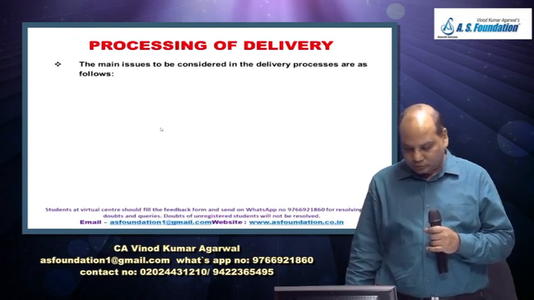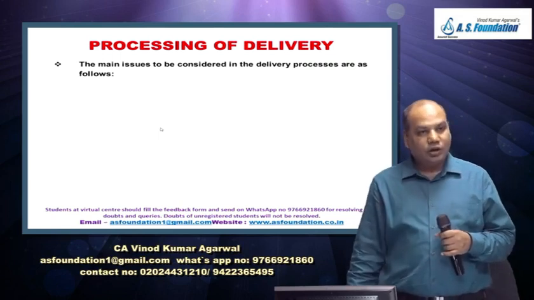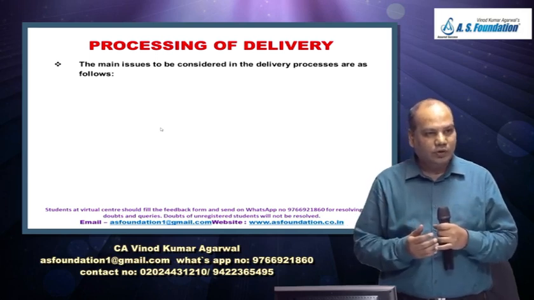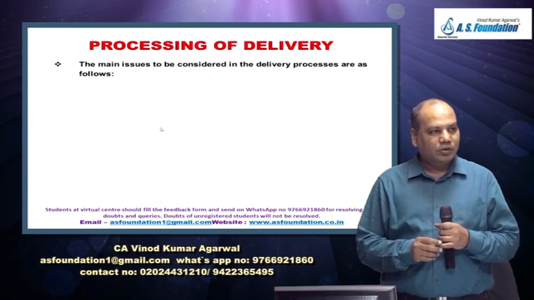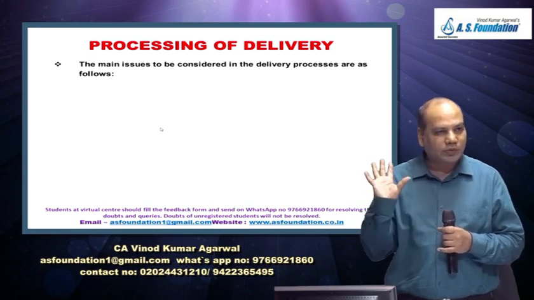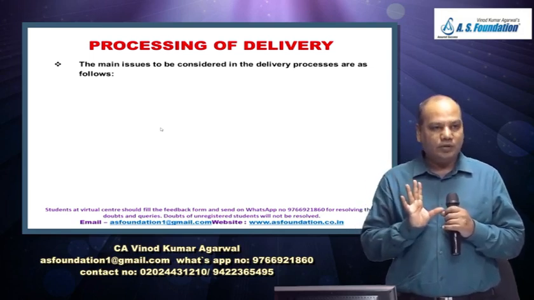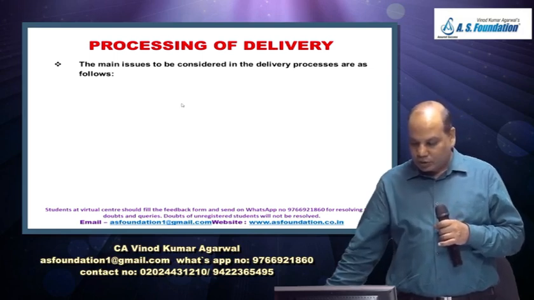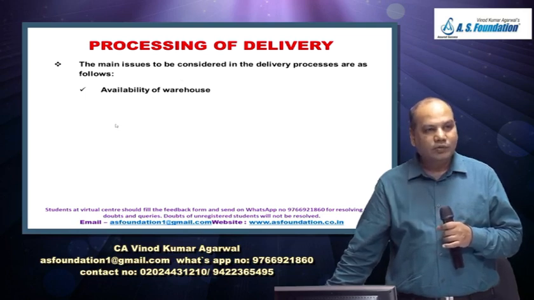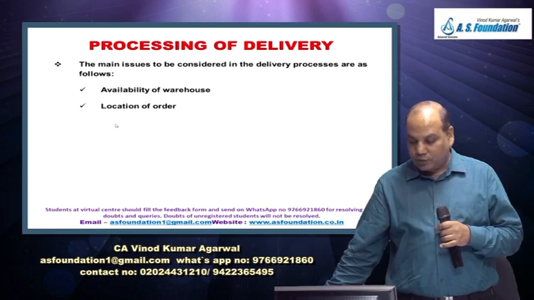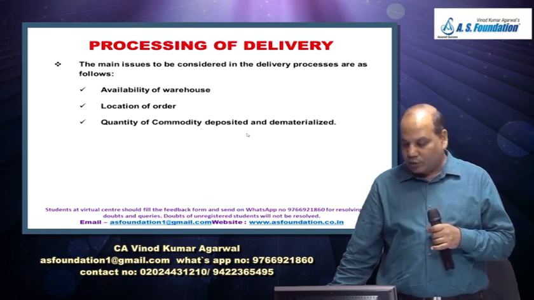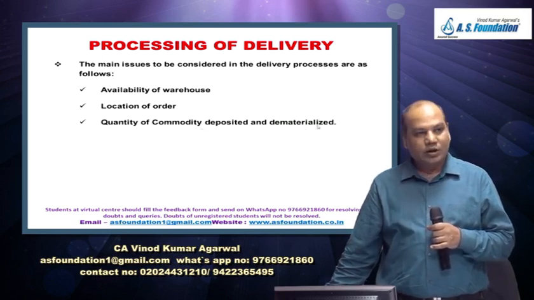Processing of delivery. Now somebody may insist on delivery based settlement. Like for oil, they want oil delivered, gold is delivered, sometimes cotton is to be delivered. So for a few items the exchange allows delivery if the buyer wants it. So what is the process? The main issues to be considered in the delivery process are availability of warehouse, and then from where the order has been originated, location of order, quantity of commodity deposited and dematerialized.